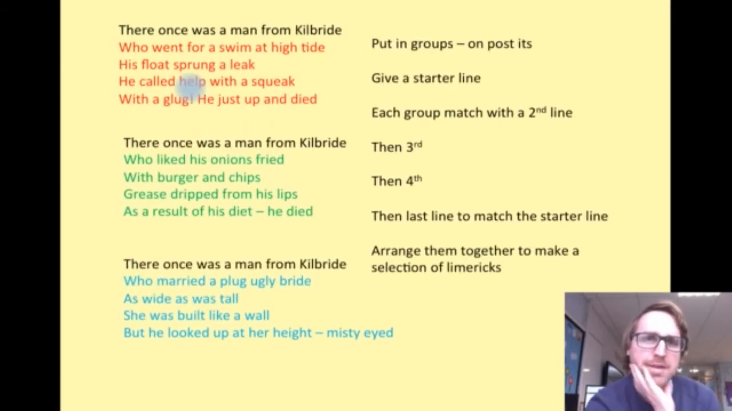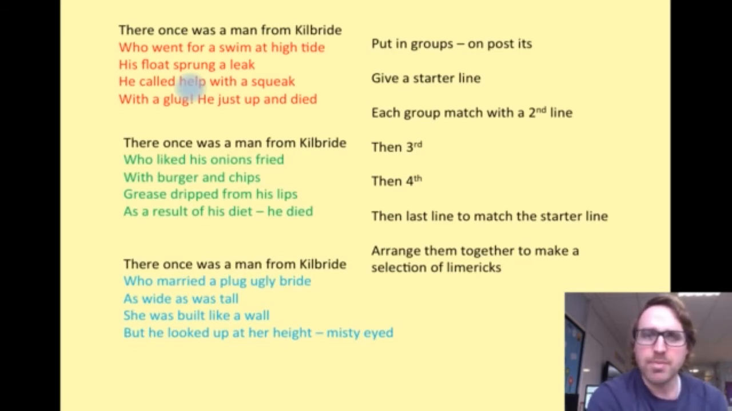So there once was a man from Kilbride, and I used the red ones to say, who went for a swim at high tide. His float sprung a leak, who called help with a squeak. With a glug, he just up and died.